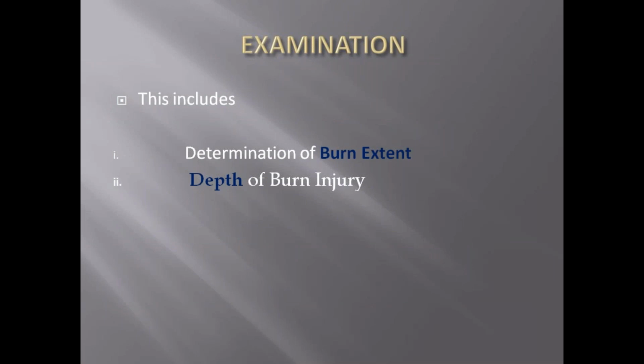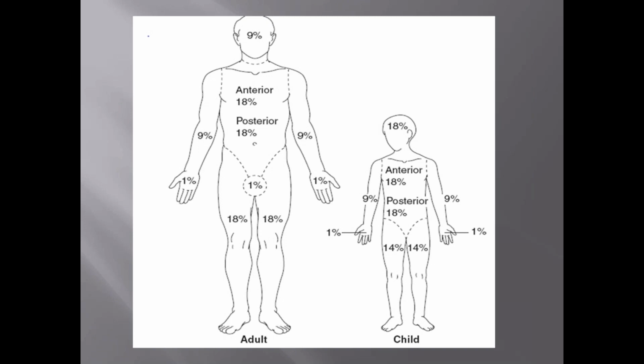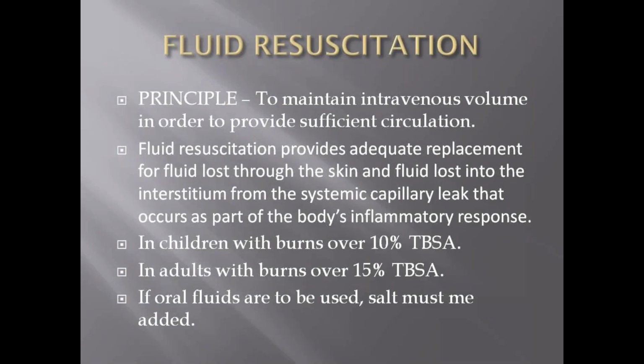Now we have to examine the patient. So this includes determination of burn extent and depth of burn injury. We have already seen these both. Wallace rule of nines, okay, how much percentage of burn is present. Next, depth of injury.